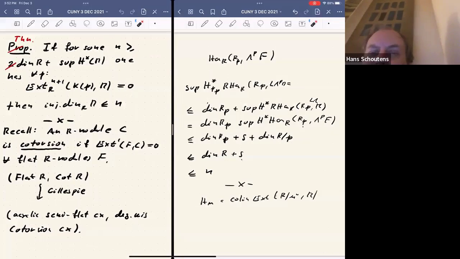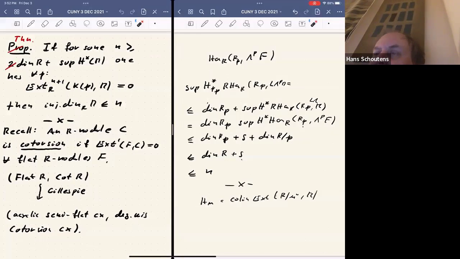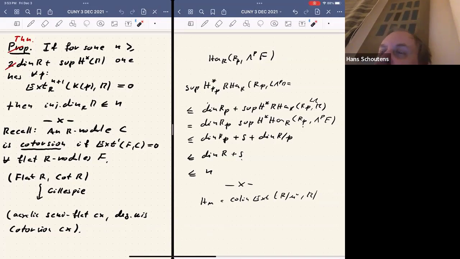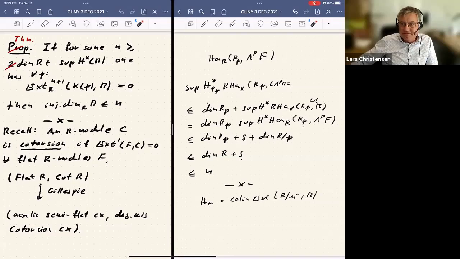Or Hans? I was thinking now, just naively looking at the bound that you got on the last, or the third, dimension R_P plus S plus dimension of R mod P. It seems like the first one is bounded by dimension of R, and the third one is also bounded by dimension of R, and that's why you have 2 times the dimension of R. Yeah, in a certain sense, yeah.